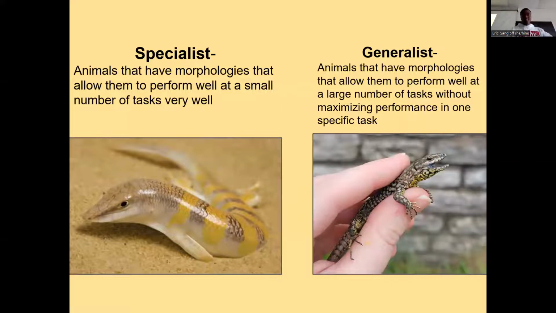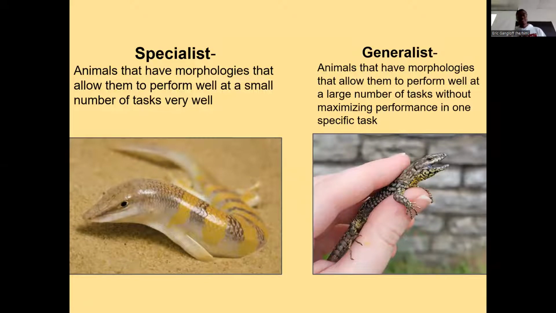So we've all heard the terms specialist versus generalist in terms of ecology, right? But when we're talking about two different distinctions in the functional morphology realm, we mean this, right? So a specialist is just an animal that has a morphology that allows them to perform a task or a very small number of tasks extremely well.